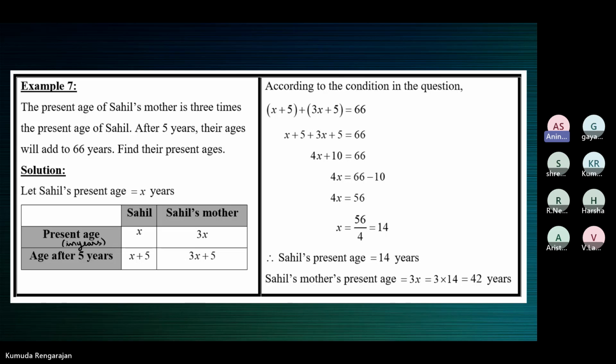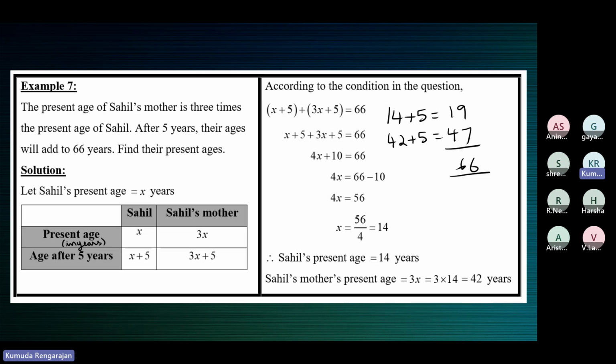Ma'am, it says that their ages will add up to 66 years. But if we add 42 plus 14, it's not 66. Okay, so 14 plus 5 is 19, 5 years into the future. 42 plus 5 is 47. This adds to 66. So we have to do plus 5. Yes, because it's not given that the sum of their present ages is 66. What is the information given? The sum of their future ages adds up to 66.